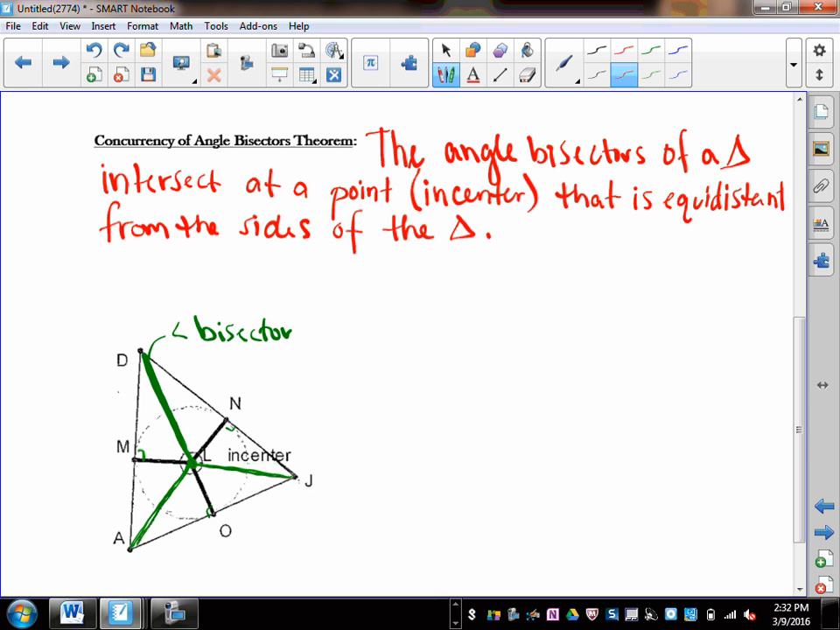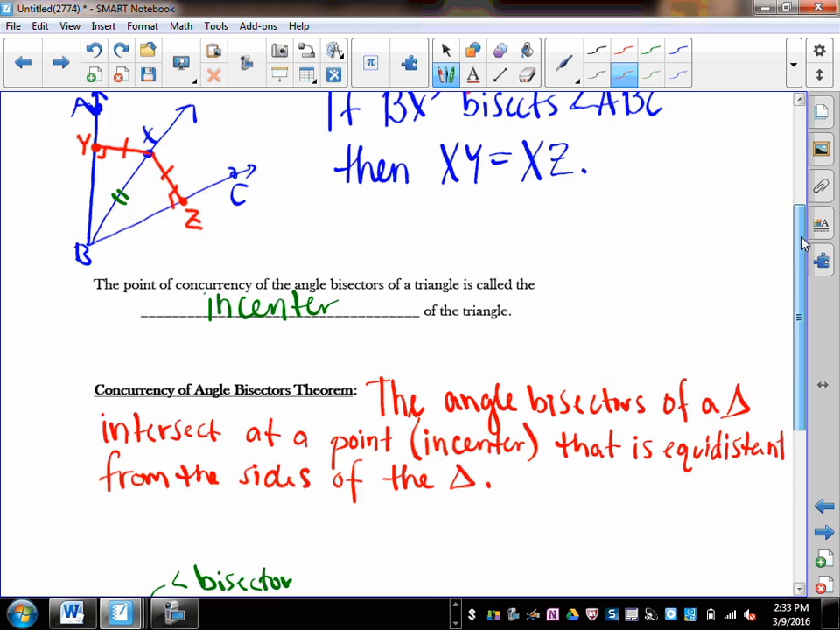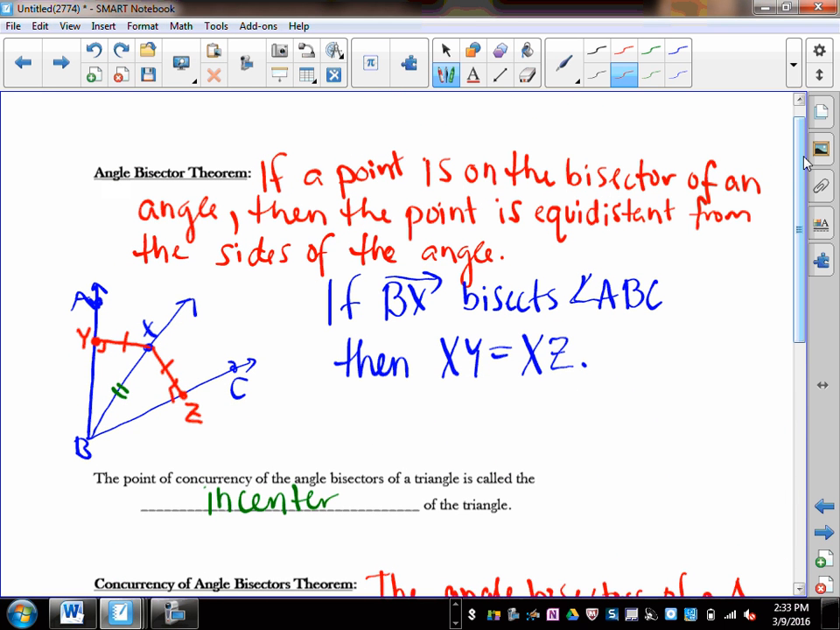Angle bisectors of a triangle intersect at a point, which is called the in-center, that is equidistant from the sides of the triangle. This stems from the angle bisector theorem: when we're dealing with just one angle bisector, any point along it is equidistant from the sides. But when we're dealing with a triangle where the three angle bisectors intersect, that point is equidistant from the sides.